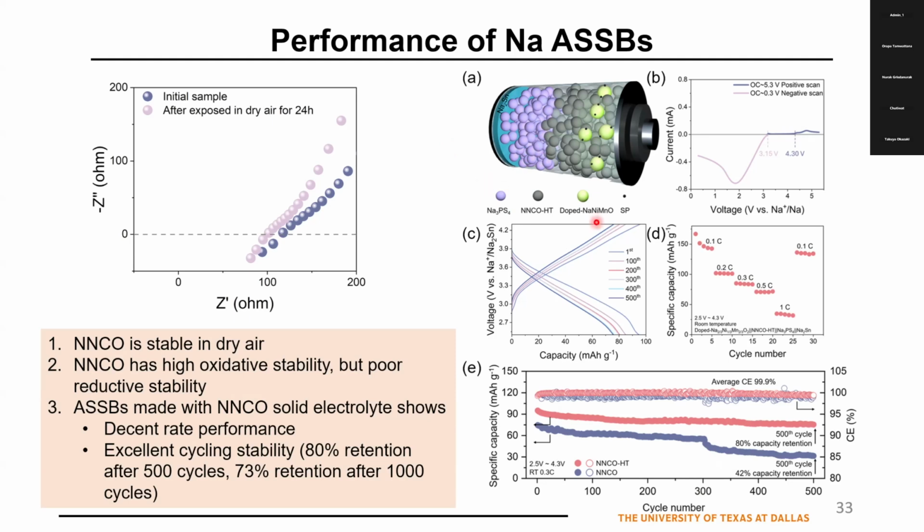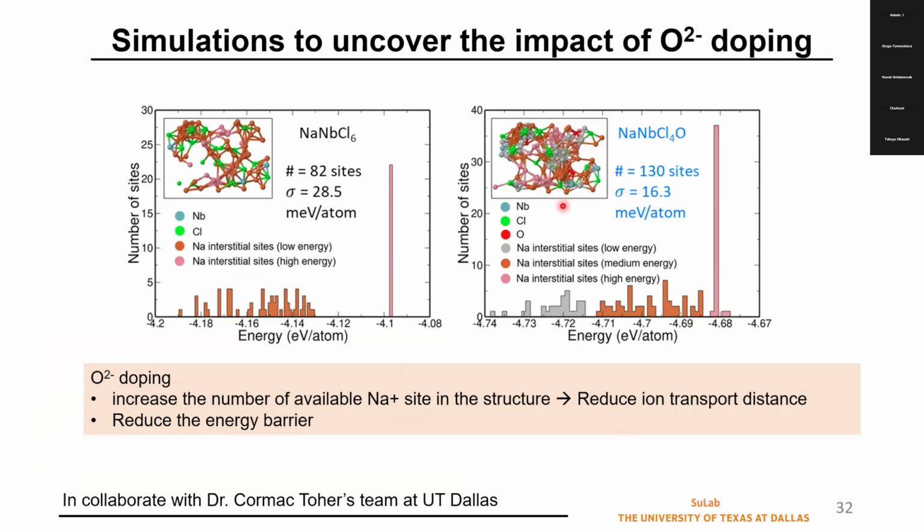When you simulate the effect of crystallinity on the conductivity, what is the crystal structure that you assume for this oxygen-doped one? Yes, that's a very good question actually. For this simulation, we don't assume any crystal structure. We start with sodium niobium chloride, which is the hexagonal structure, and from here we replace two chlorine with one oxygen, and we let the system relax.